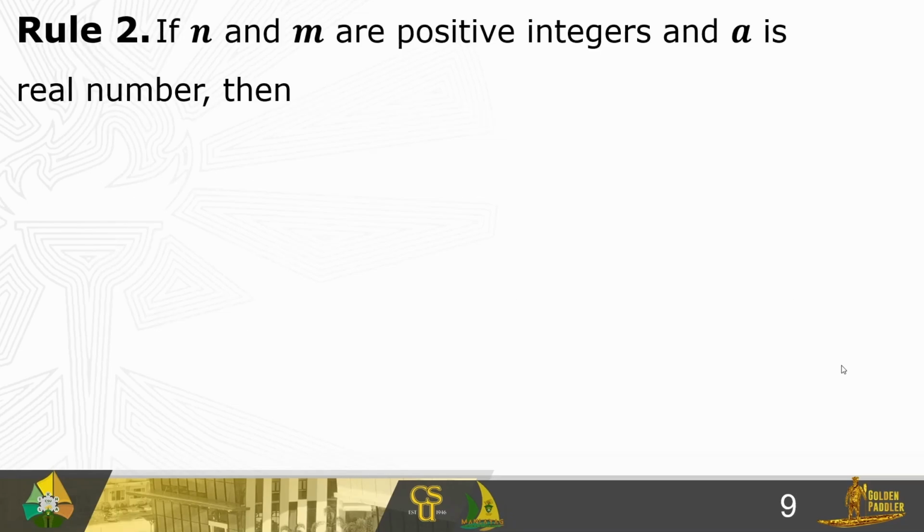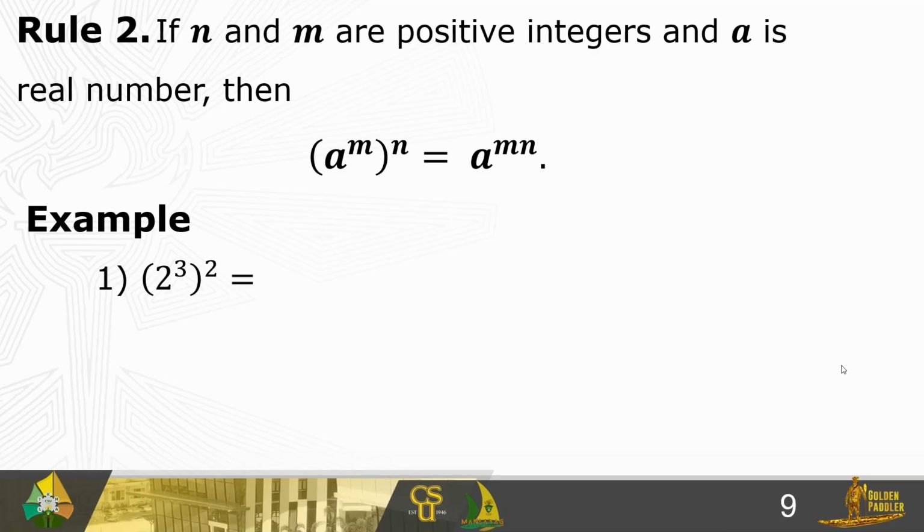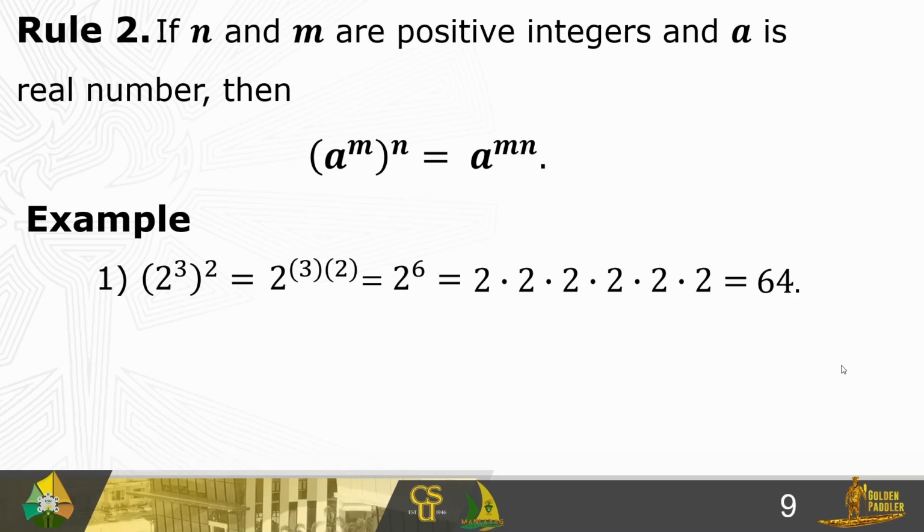If n and m are positive integers and a is a real number, then a to the power of m raised to the power of n is equal to a to the power of m times n. So we're just going to multiply their exponents. Now let's consider an example. 2 to the power of 3, raised to the power of 2, is 2 to the power of 3 times 2, which is equal to 2 to the power of 6. So we multiply 2 by itself 6 times. So we have 2 times 2 times 2 times 2 times 2 times 2, which is equal to 64.